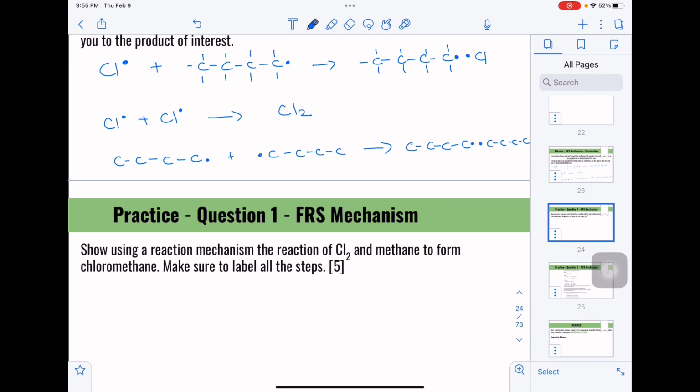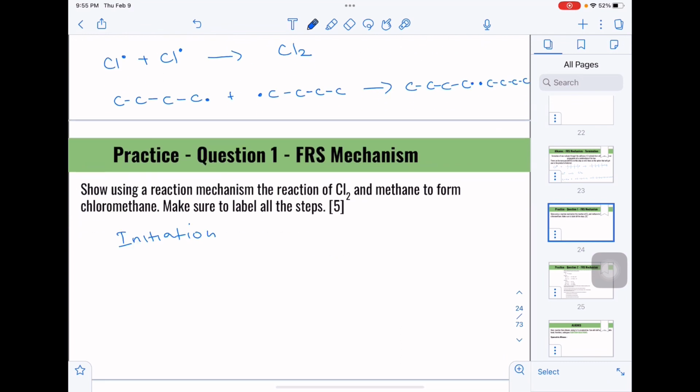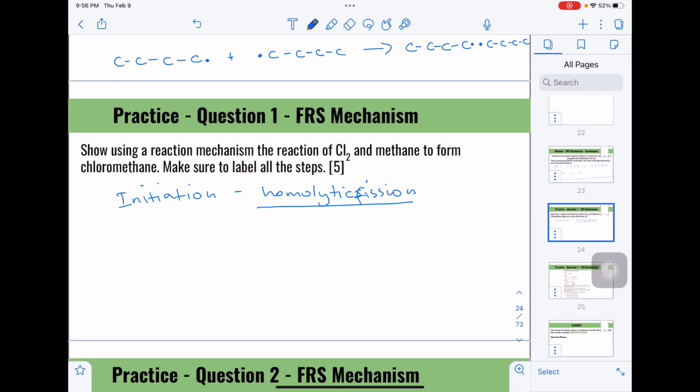Okay, when you're doing problems on FRS in the test, make sure that you label the steps. You have to label the steps. Initiation is first. Sometimes initiation is called homolytic fission, so you should know both terms, because you may be asked, the test may use this phrase. The next step is propagation, and the last step is termination. And under each of these titles, you can then show the mechanism of the reaction.